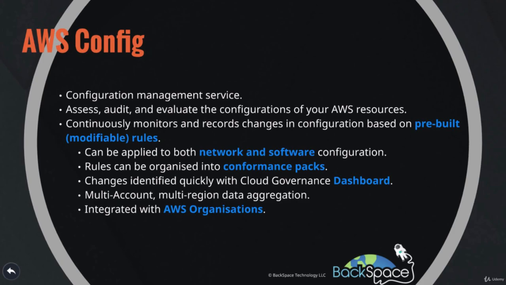It achieves this by continuously monitoring and recording any changes in your configuration on AWS based on pre-built rules. Now, those rules are supplied by AWS, but you can modify those to suit you as well. Those rules can be applied to both network and software configurations. So if you do an update to software and that change is something to do with compliance based on those rules, then you will be alerted to that change.